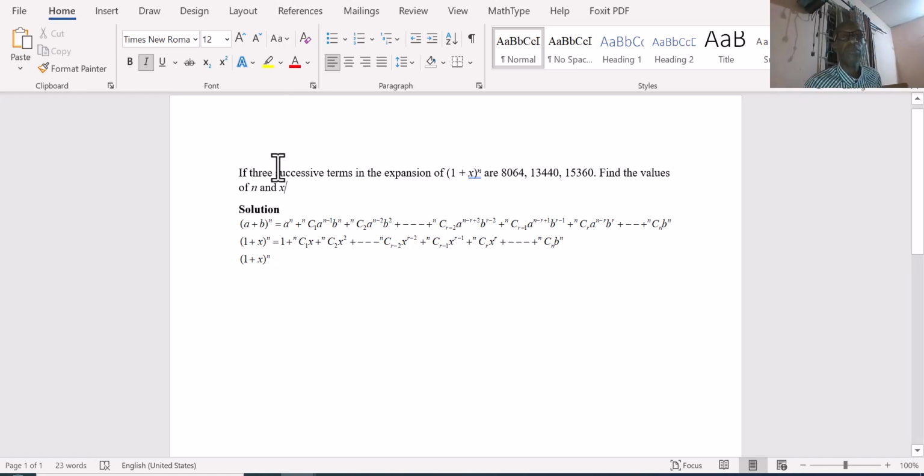This binomial expansion problem we are given says that if three successive terms in the expansion of (1 + x) raised to the power of n are 8064, 13440, 15360, find the value of n and x. So let's see how to go about solving this problem.